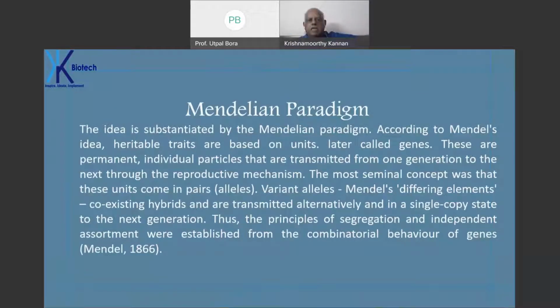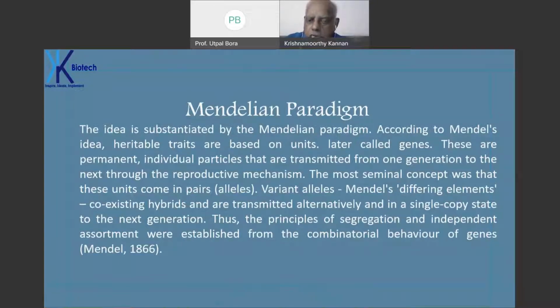So one is the cell, the second is the Mendelian paradigm. The idea is substantiated by the Mendelian paradigm. According to Mendel's idea, heritable traits are based on units, which today we call genes. The most seminal concept was that these units come in pairs. That was his great work. And various alleles, differing elements, coexisting in hybrids, and thus the principles of segregation and independent assortment were established. So Mendel's contribution was the foundation of the other one.